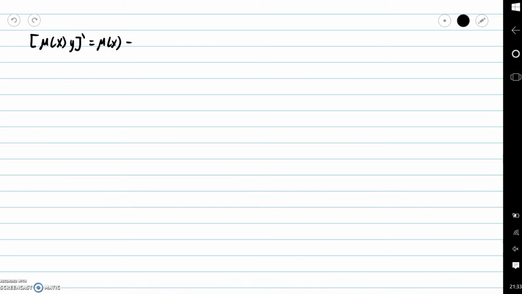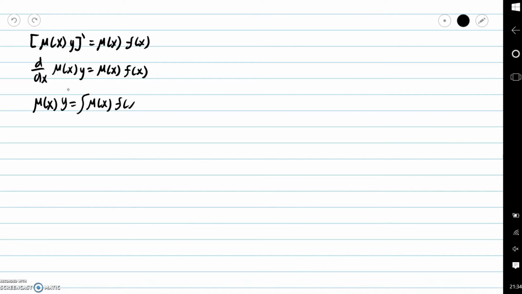Back to the function, the differential of mu(x)y equals mu(x) f(x). To get rid of the differential of mu(x)y, we integrate the other side. Move mu(x) to the other side to have the function of y.